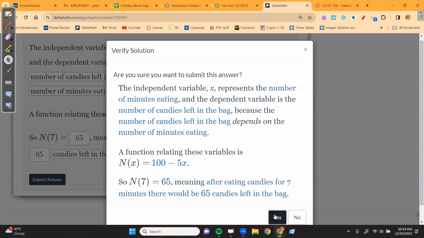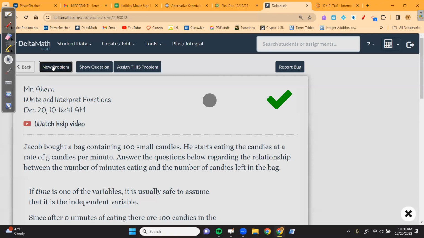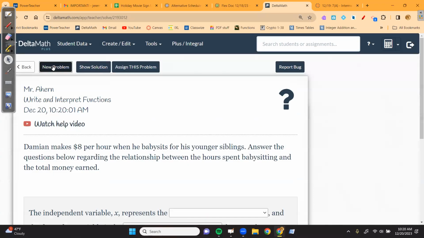Let's go again. One more, okay? You feel good still? You feel like you can do this? Yeah. I think it's 65. Because I had 100 candies in the bag and he ate candies for 7 minutes, but he eats 5 per minute, right? So if you put 7 in place of x, what is 7 minutes times 5 candies? So he's eaten 35 candies, hasn't he? You got to subtract that from 100.